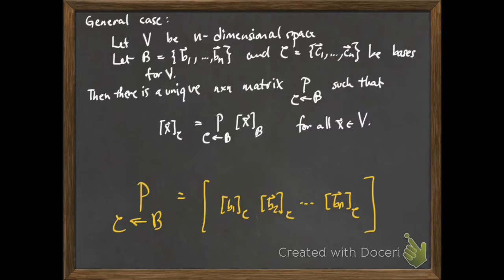And furthermore, you can give a formula, you can write down what this change of basis matrix looks like. The first column is the first basis element, b1, but expressed in c-coordinates. And the second column is the c-coordinates for b2, and so on until you get to the c-coordinates for bn.